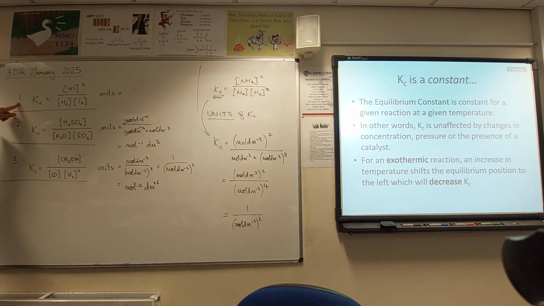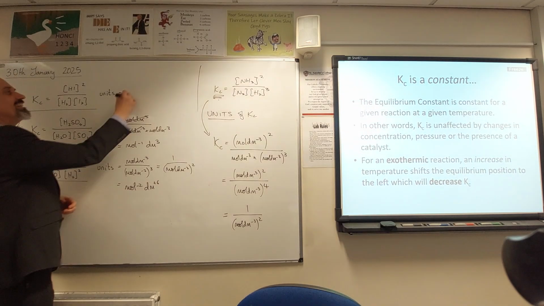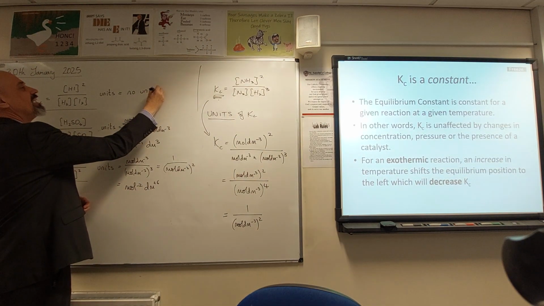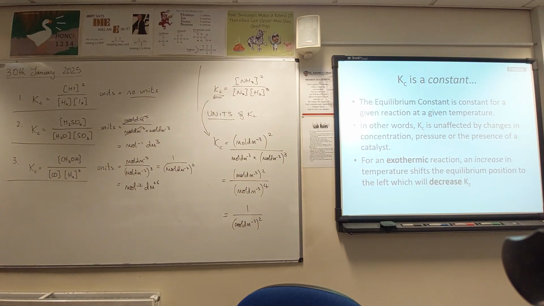Right, let's do the first one. Just 1. What are the units? Mole 0 dm 0. It has none. Full of tricks. Full of tricks, yes. That's chemistry.